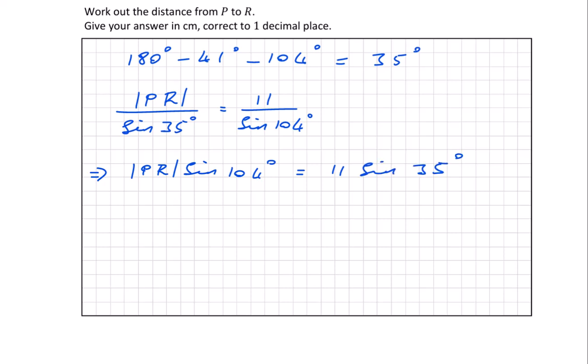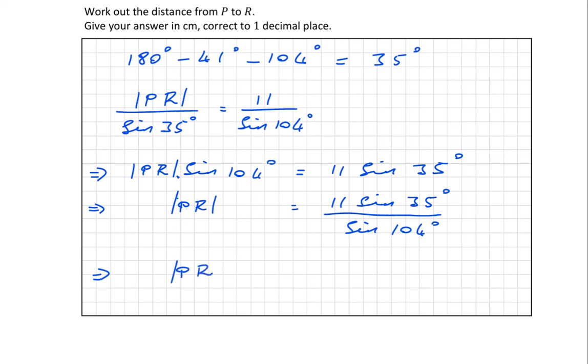And then finally, that sine 104 there is multiplied by the PR. So I can divide by sine 104. So I'll just get PR on the left-hand side. And then on the right-hand side, I've got 11 sine 35 degrees, which I've got to divide by sine 104 degrees. So we have to give this correct to 1 decimal place. So the distance from P to R then is going to be approximately equal to 6.5 centimeters. All this here is just calculator work. And that's it for question 2.